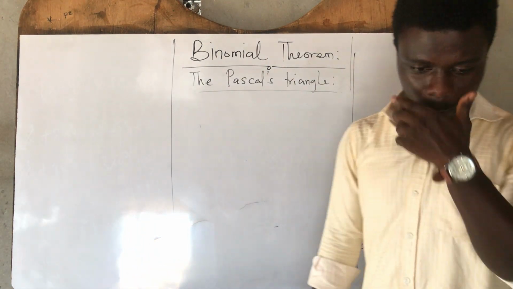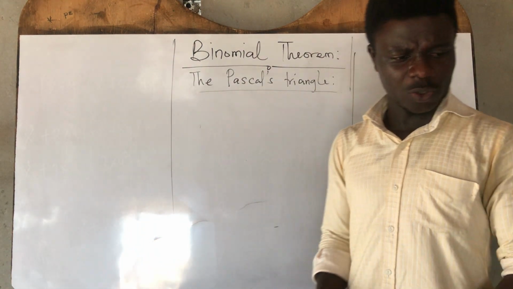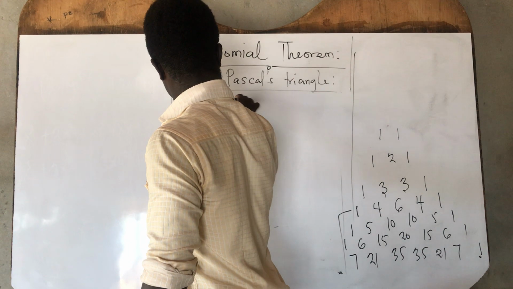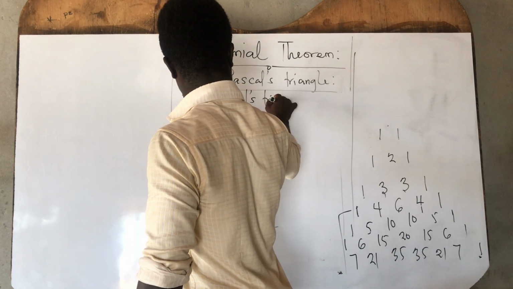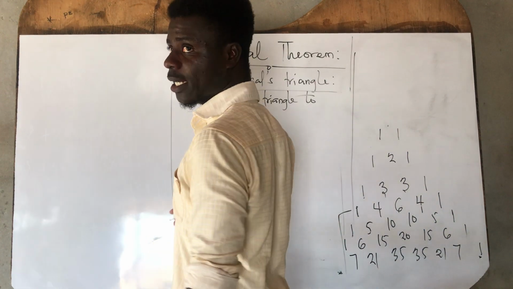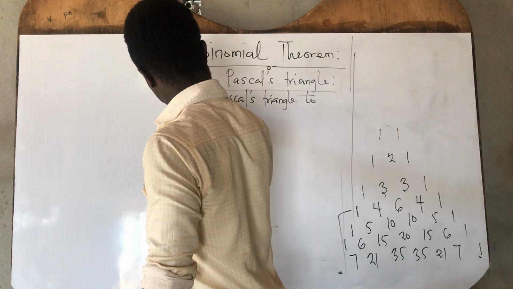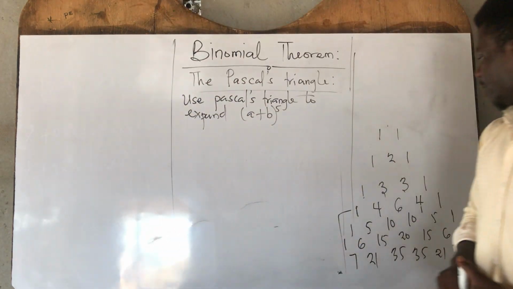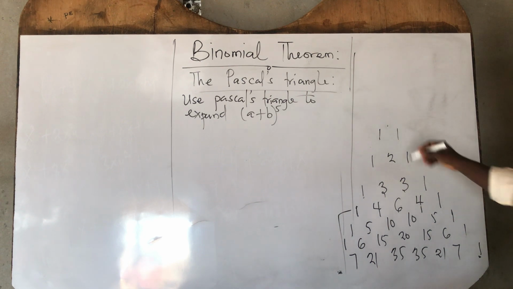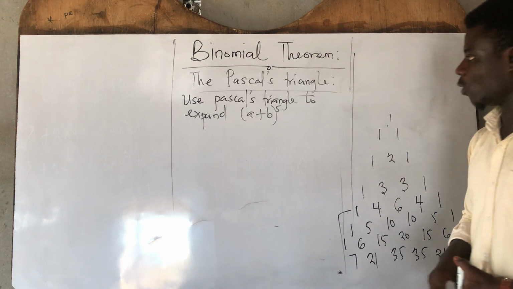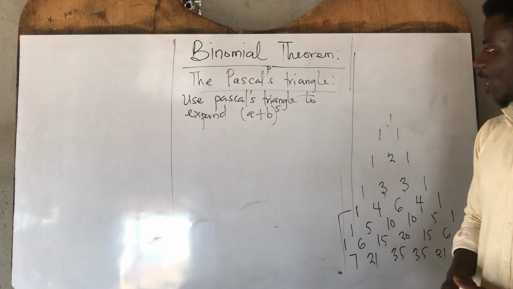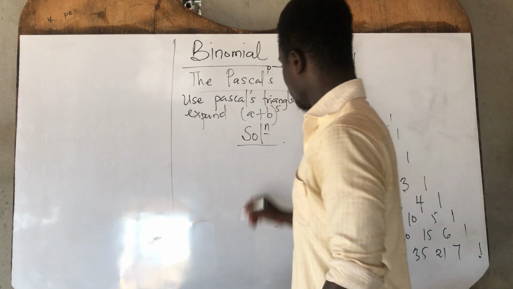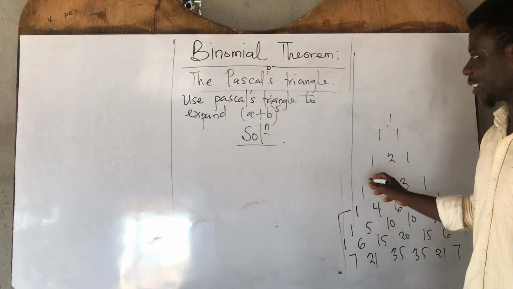So we have, it said use Pascal's triangle to expand a plus b to the power 5. It said we should use Pascal's triangle to expand a plus b to the power what? 5. So solution here, we are using the Pascal's triangle.